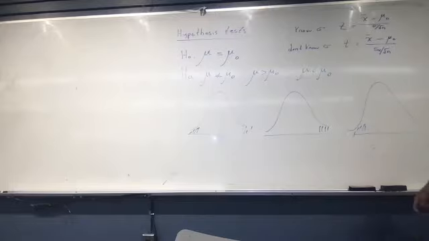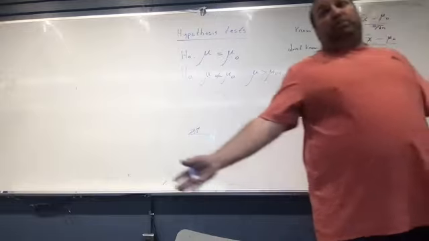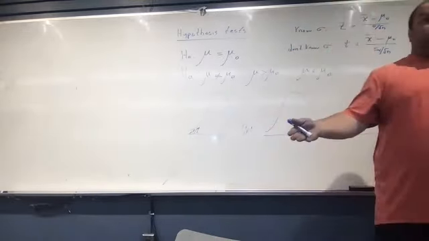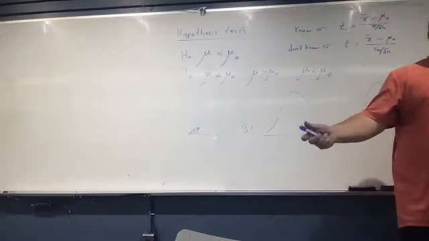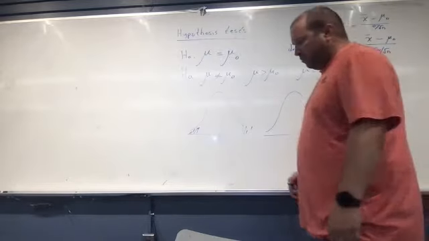Oh, really? You think it's 12? Well, do we know sigma? Huh? If you don't know, then chances are we don't. So we're going to use a t-test. So mu naught is 12.